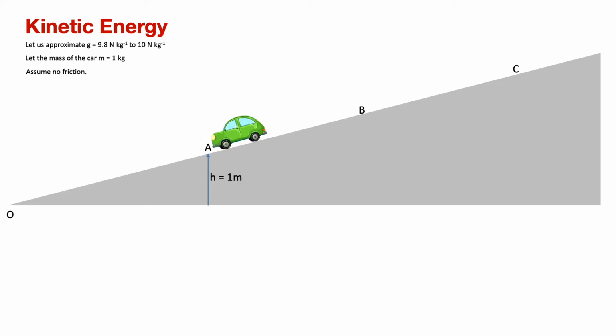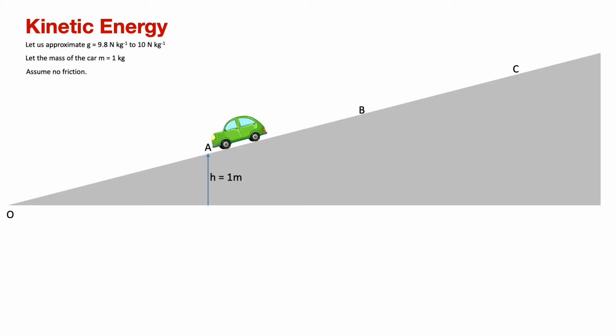We're going to make the mass of our car 1 kilogram, again to keep calculations easy, and we're going to assume there's no friction. So we're going to let this car roll down the slope. There is no engine involved. It's simply rolling under gravity.